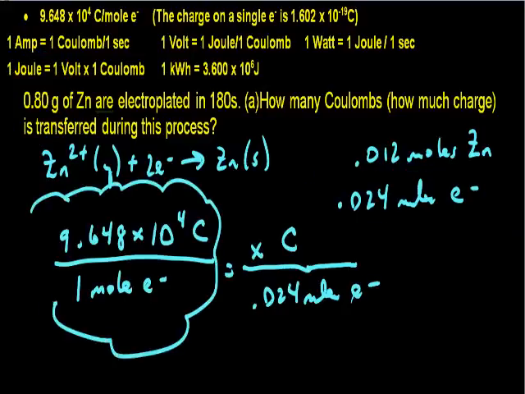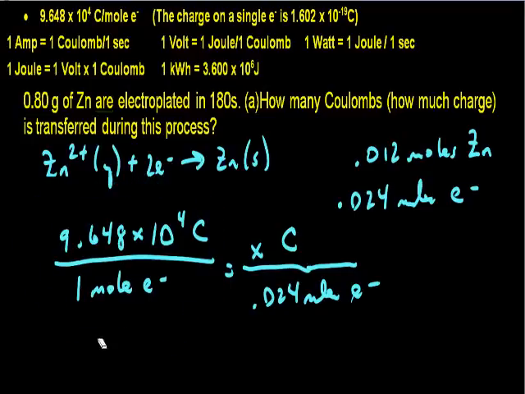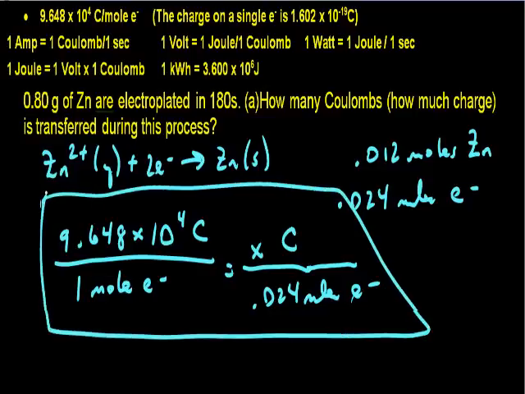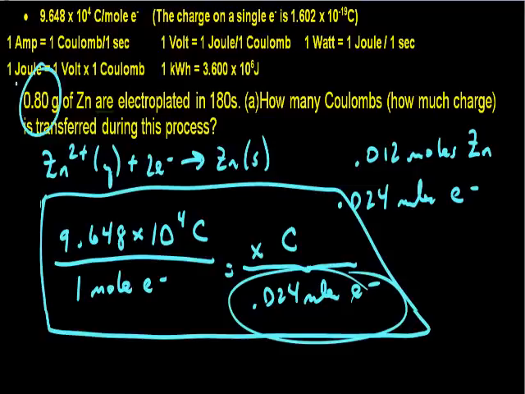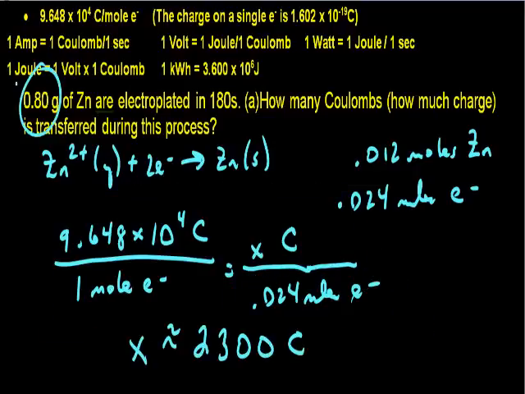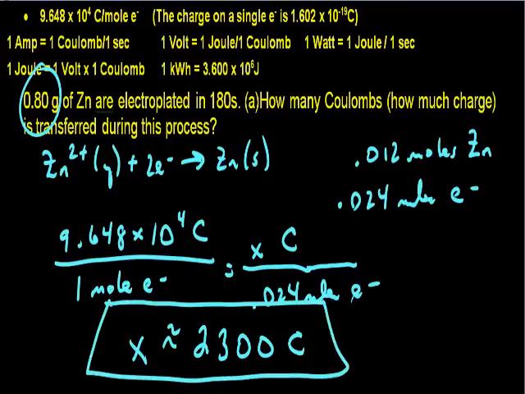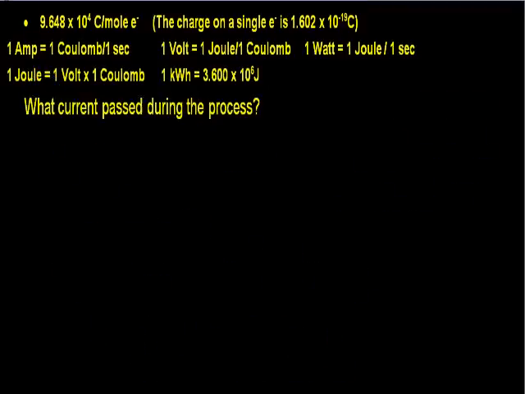Faraday's constant is the number of coulombs on 1 mole of electrons, which is 9.648 times 10 to the 4th coulombs per 1 mole of electrons. We can use that with a proportion to find out how many coulombs have been transferred when we have our 0.024 moles of electrons transferred to deposit our 0.80 grams of zinc. Solving for X gives us approximately 2,300 coulombs transferred during this process.